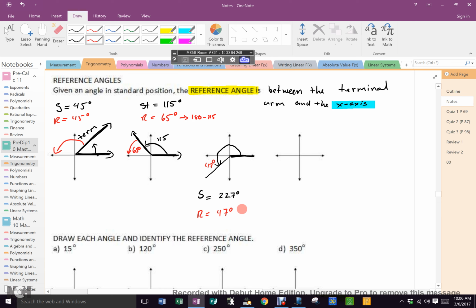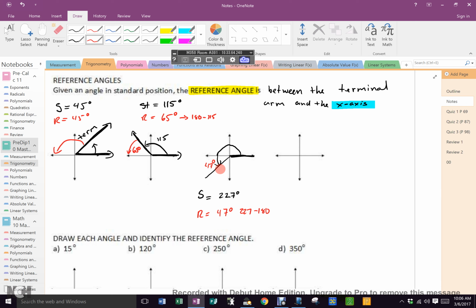So that is... Would it be 227 minus 180? Minus 180. Because you used up this 180 here. Okay.